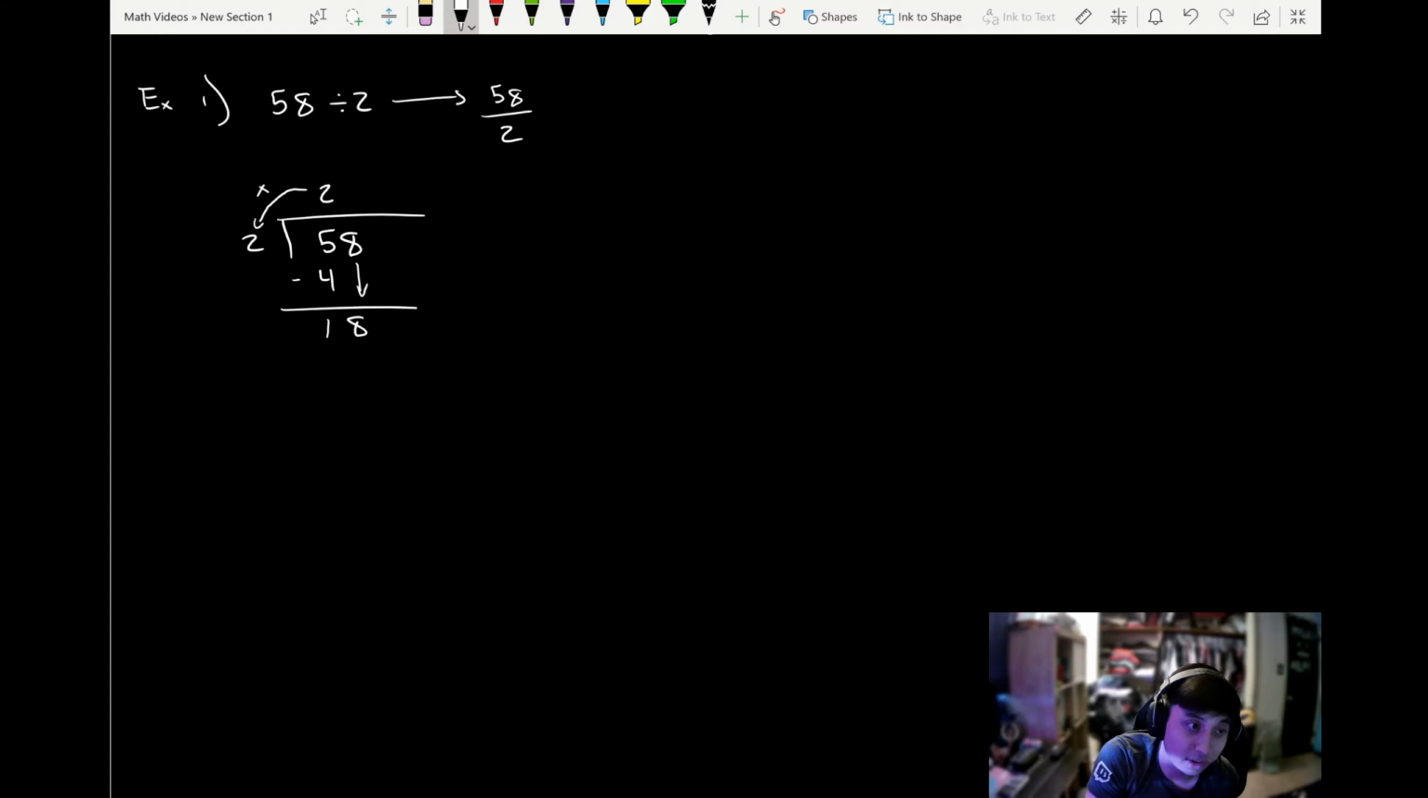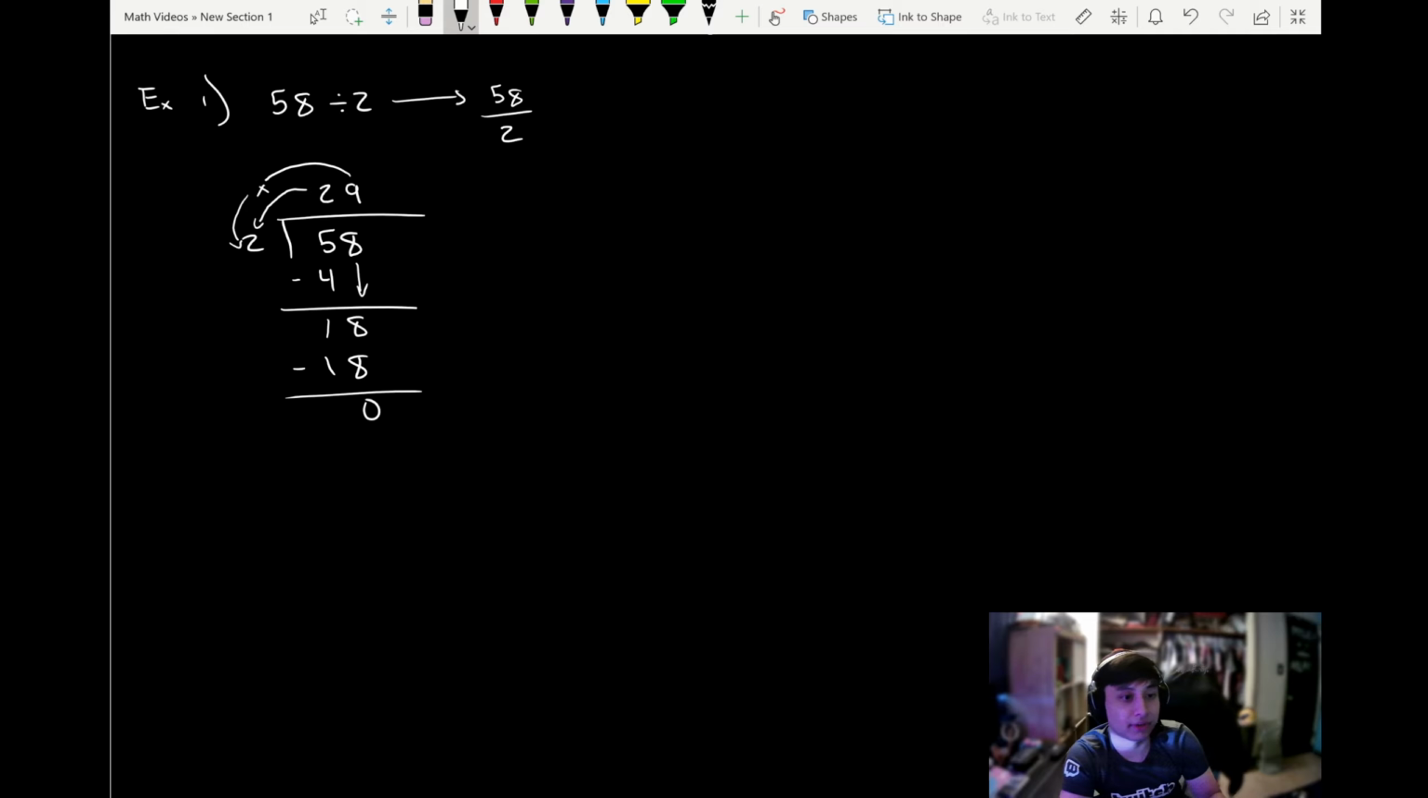Then we ask ourselves how many times the divisor goes into this difference, right? So now in the context of this problem, how many times does 2 go into 18? And we just know that that's 9 times, right? So we put the 9 up here, and then we do 9 times 2, right? Which is 18, and then we subtract that, and we have 0.